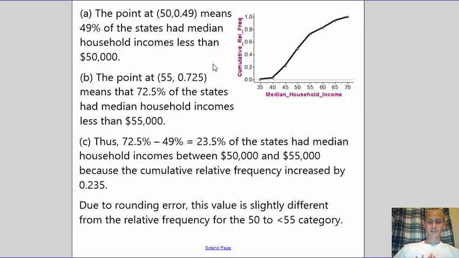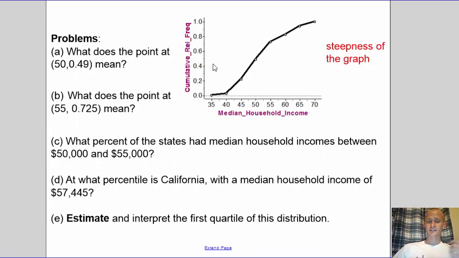For that second part, the 55,000 and 0.725, that means that 72.5% of states had a median household income less than $55,000. Notice that those are less than statements. Those aren't less than or equal to, those are less than.